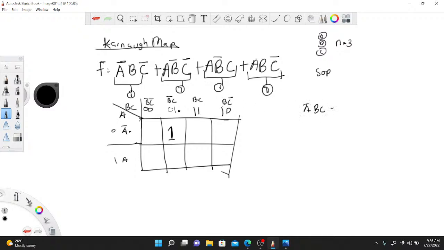So A bar, B, C bar will be equal to 0, 1, 0. And 0, 1, 0 is what? Is a 2. Right? And if you look at your table, I don't know whether you remember this, but this is 0, this is 1, this is 2, this is 3, this is 4, this is 5, this is 6, and this is 7. So 2. I missed the 2. 1, 2, 3. Okay.